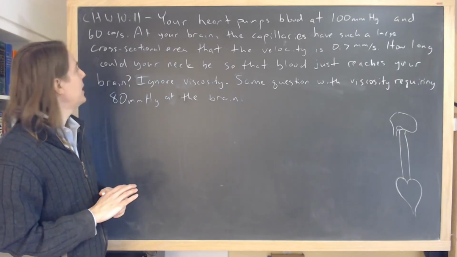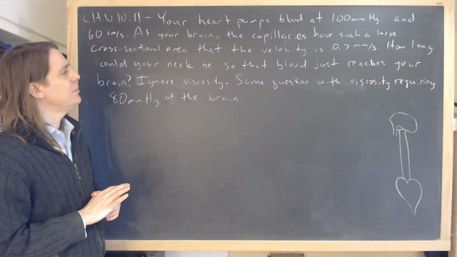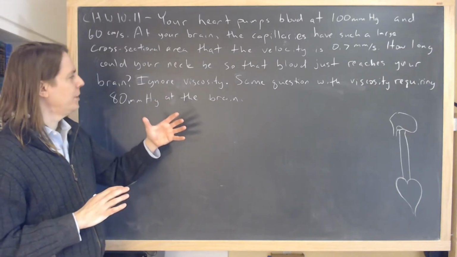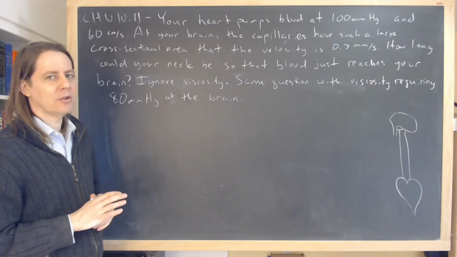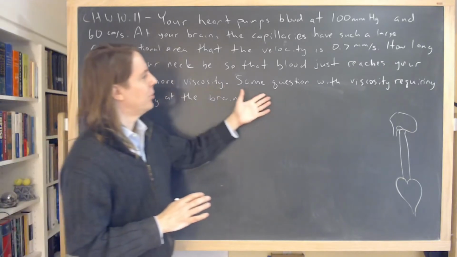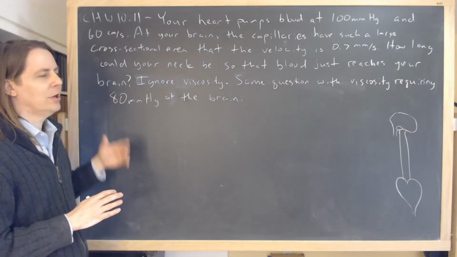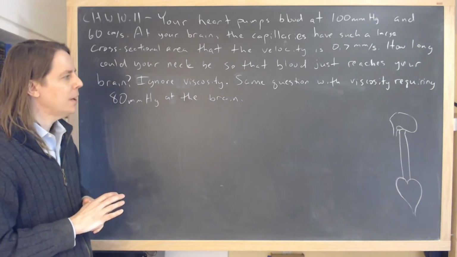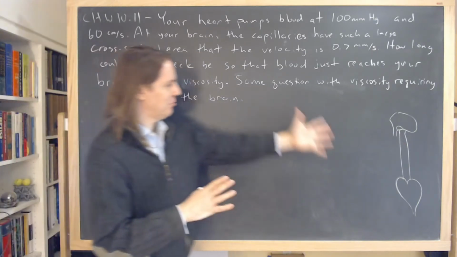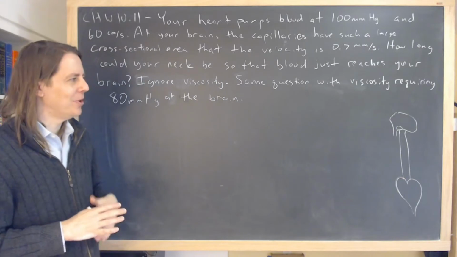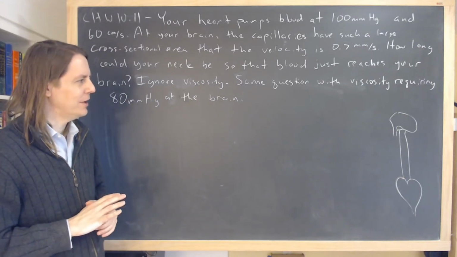But the question is asking, how long could your neck be so that blood just reaches your brain without thinking about viscosity? And then we'll do a second part, same question, but let's say viscosity requires you to have some pressure in the brain, 80 millimeters of mercury. Okay, so we're treating this fairly approximately, but let's go ahead and think through what we get here.